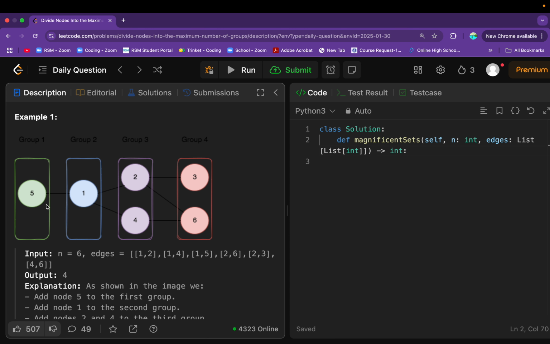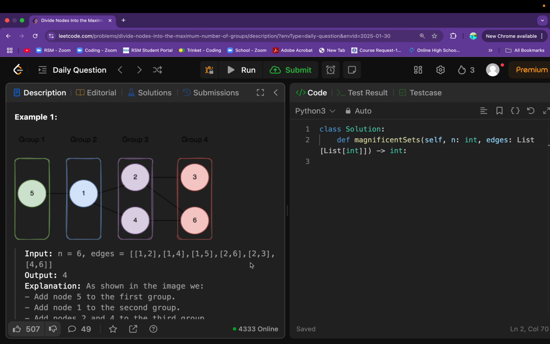2 minus 1, or the absolute value of 1 minus 2, still gives us 1. Nodes 2 and 6 are connected. Those nodes 2 and 6 are in group 3 and group 4 respectively. Group 4 minus group 3, 4 minus 3, is equal to 1. Perfect, it meets our criteria.